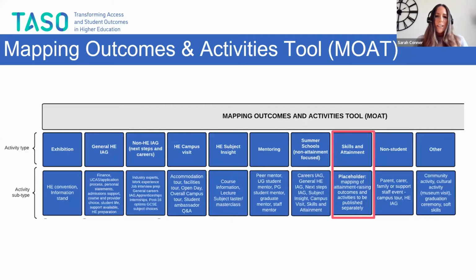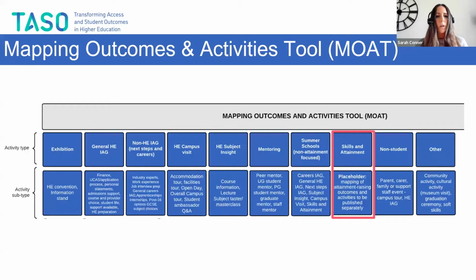So this is, in a sense, what the MOAT looks like, the Mapping Outcomes and Activities tool. So I have split it into sections, and I appreciate the writing will be reasonably small on your screens, but this is more just to give a visual overview, so that when you see it on our website, you know what to look out for. But the MOAT includes broad activity types, such as general HE information, advice and guidance. And then this is split into subtypes of activities.